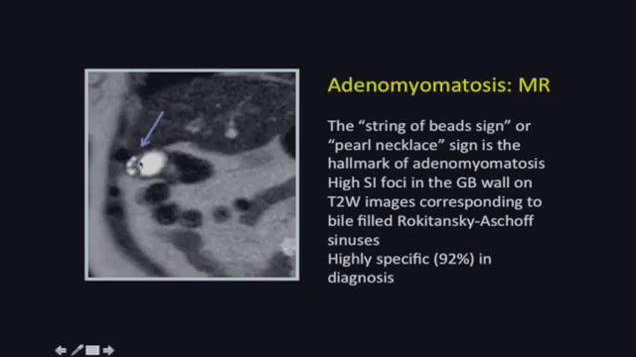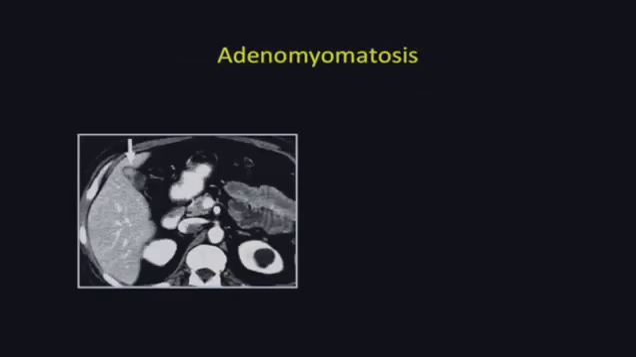Here's MRI demonstrating the nice string of beads sign or pearl necklace sign due to the intramural cysts within this focal wall thickening in the fundus of the gallbladder, the hallmark of adenomyomatosis on MR, with very high specificity, 92% specificity for the diagnosis of adenomyomatosis.